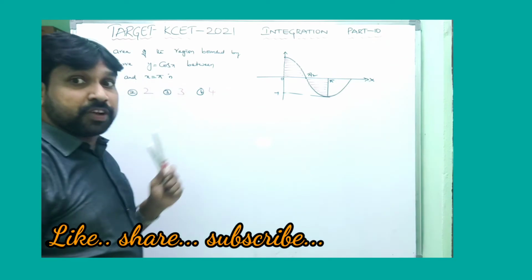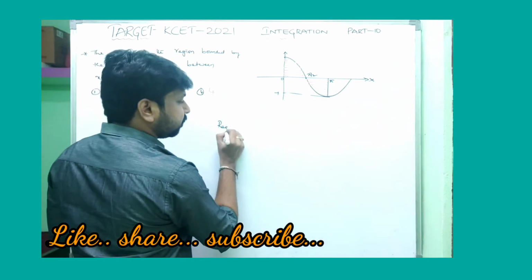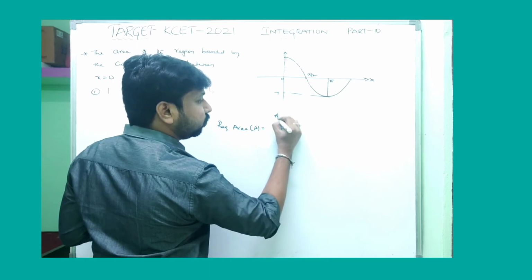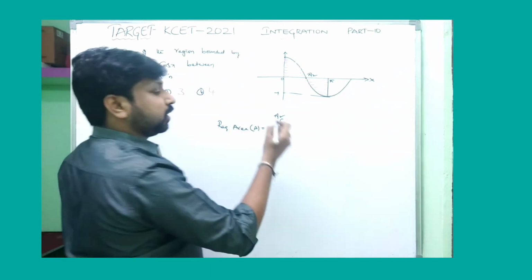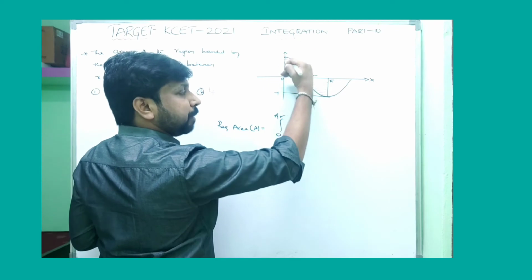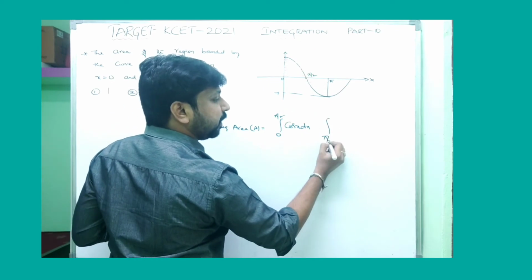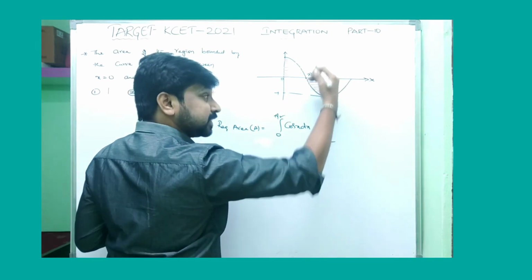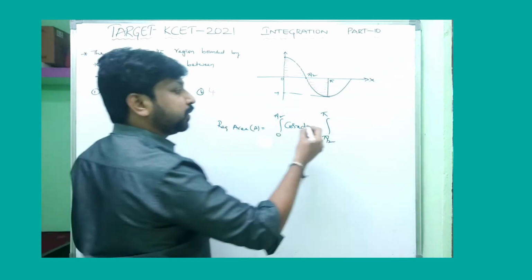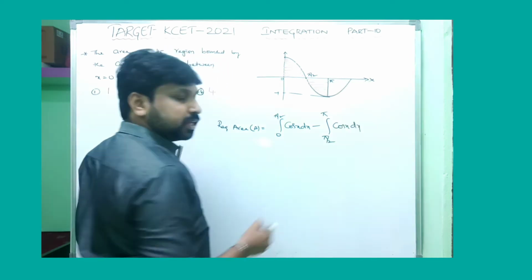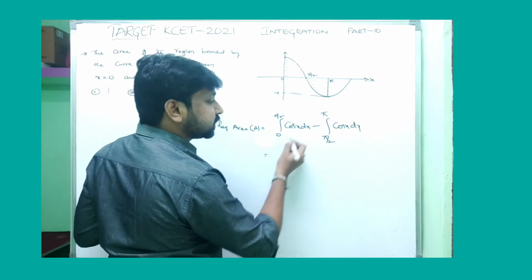Now you are going to split the function, the required area, according to the diagram: integral 0 to pi by 2, upper part y dx, upper part means positive cos x dx. Next the limits are pi by 2 to pi, so it is coming in the downward direction, that's what you need to consider, negative cos x dx. Don't cancel the cos x integration. Why? Because the limits are different.